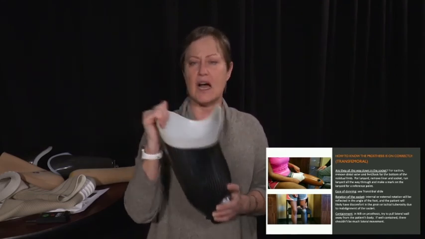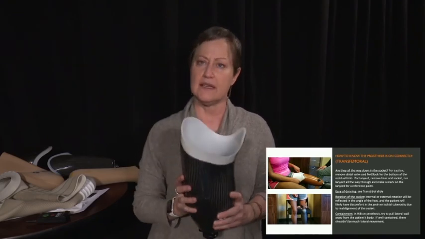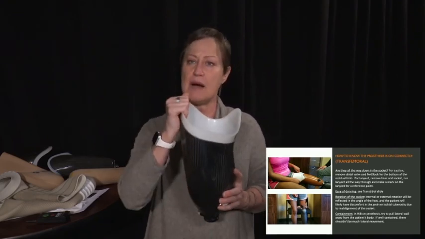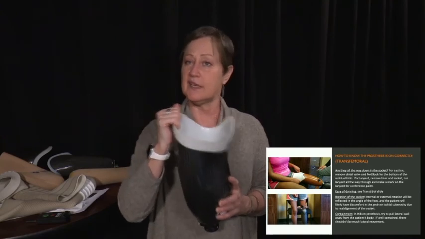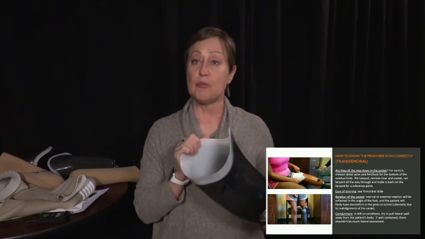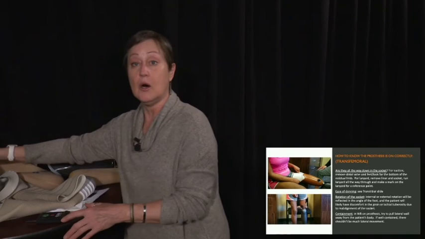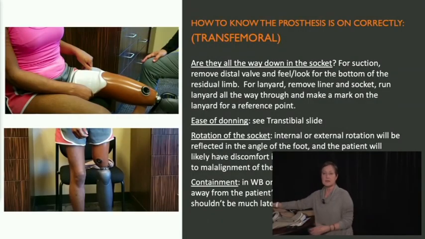They need to add socks, or the socket needs to be padded in some way to tighten it up a little bit. If you grab that lateral border and pull a little bit and it's nice and snug, then they have good containment and you're probably okay. So there are several ways to know if the socket is on correctly from a girth perspective.